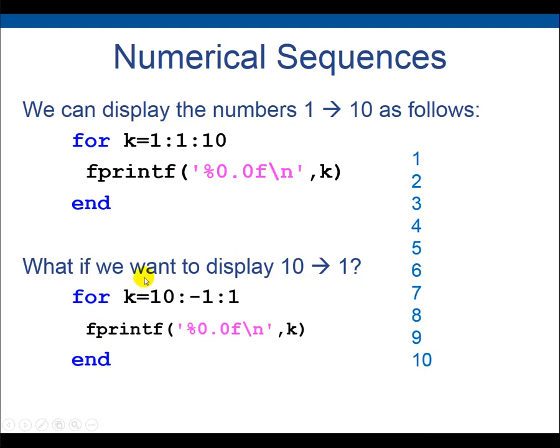Yes, it's possible. Let's say k starts from 10 to 1 with -1 increment. That means it's actually reducing by 1, right? So 10, 9, 8, 7, 6, 5, 4, 3, 2, 1, right? So fprintf, same thing. So now we can see the opposite result.